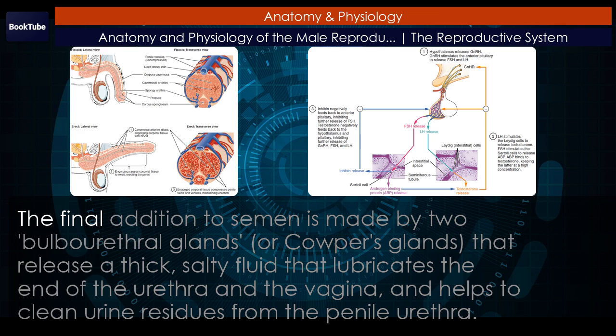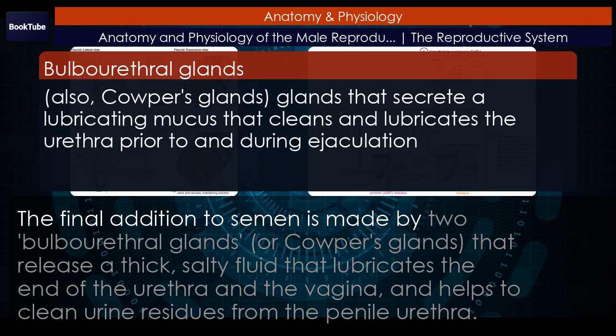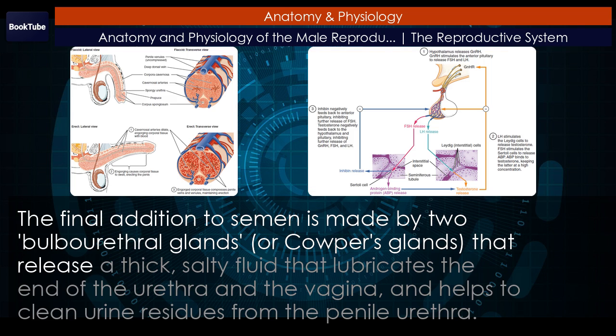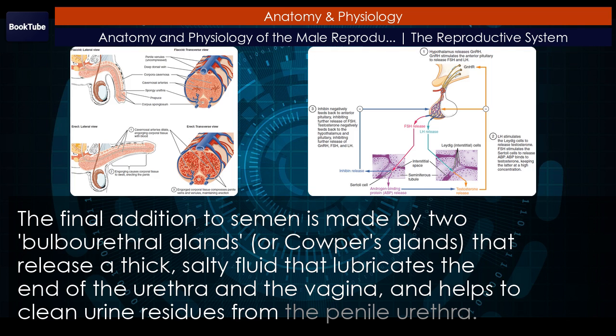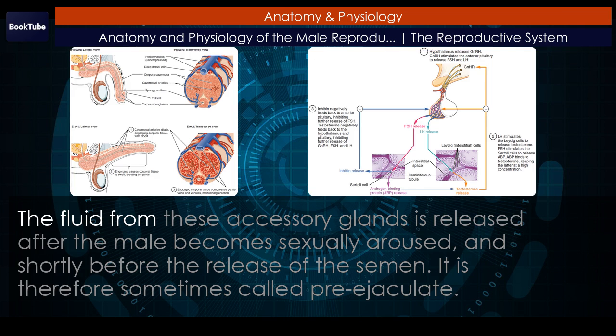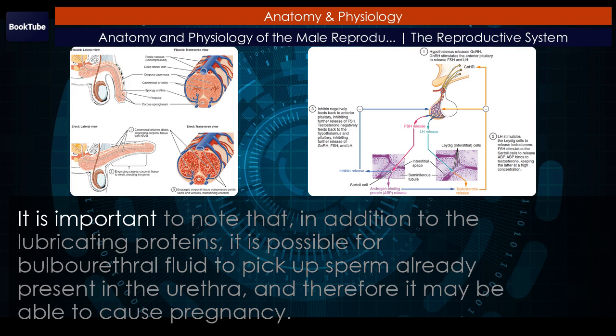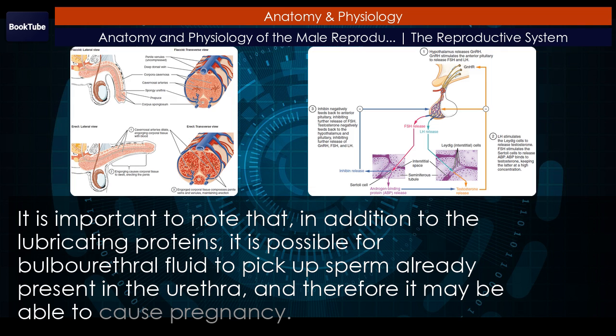Bulbourethral glands. The final addition to semen is made by two bulbourethral glands, or Cowper's glands, that release a thick, salty fluid that lubricates the end of the urethra and the vagina, and helps to clean urine residues from the penile urethra. The fluid from these accessory glands is released after the male becomes sexually aroused, and shortly before the release of the semen. It is therefore sometimes called pre-ejaculate. It is important to note that, in addition to the lubricating proteins, it is possible for bulbourethral fluid to pick up sperm already present in the urethra, and therefore it may be able to cause pregnancy.